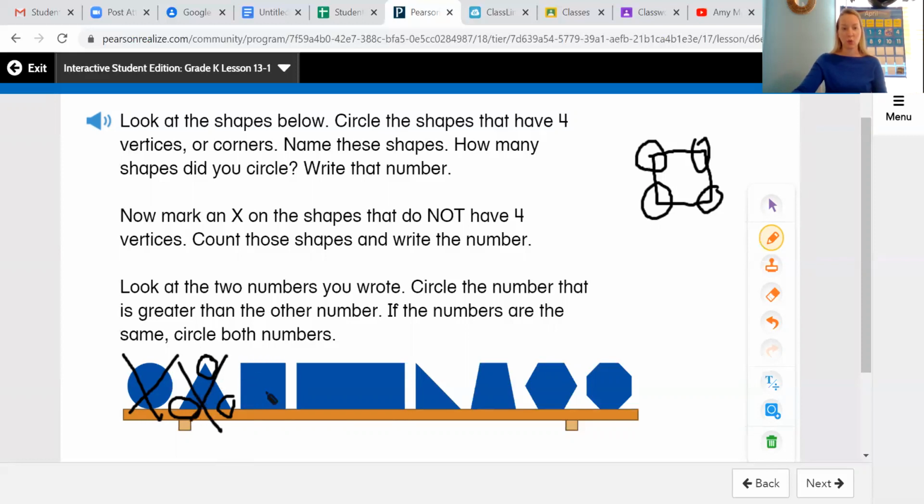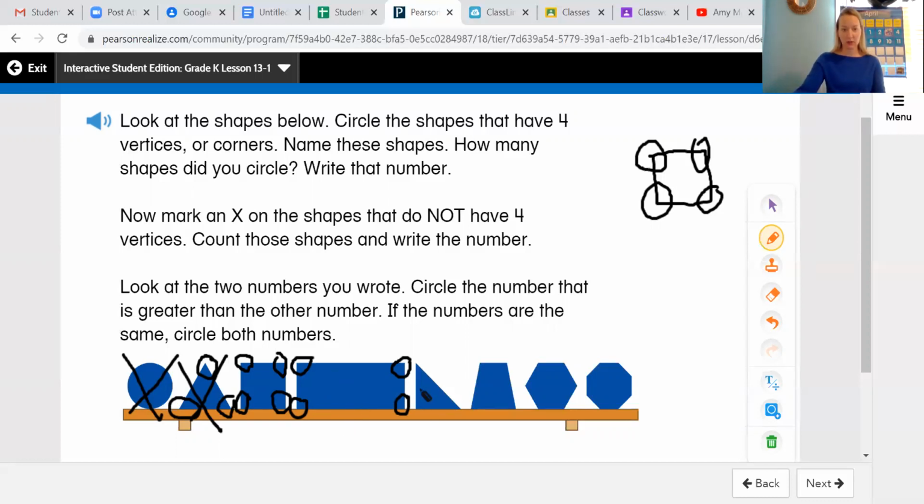Ooh, let's look at this square. Let's circle the vertices and count. 1, 2, 3, 4. Does it have 4 vertices? It sure does. So that shape might be behind the door. Let's go over to this rectangle. Let's count the vertices. 1, 2, 3, 4. Oh, there's another one, 4 vertices. So this one is probably behind the door.